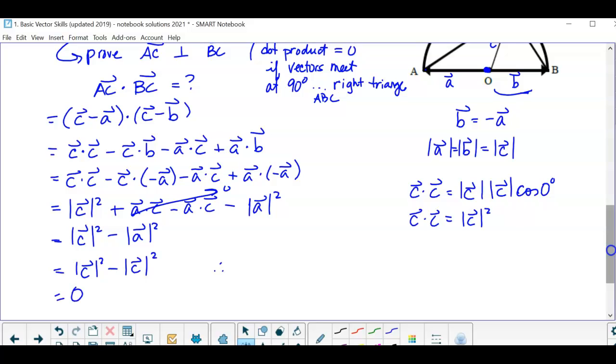Okay, so therefore, AC is perpendicular to BC. Therefore, angle C is 90 degrees. Therefore, triangle ABC is a right triangle.